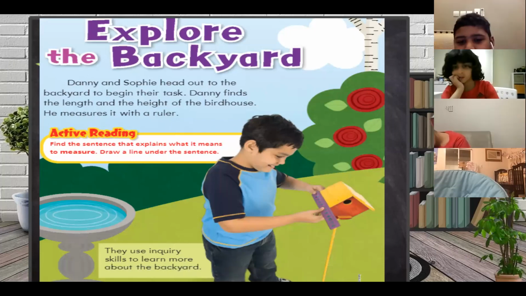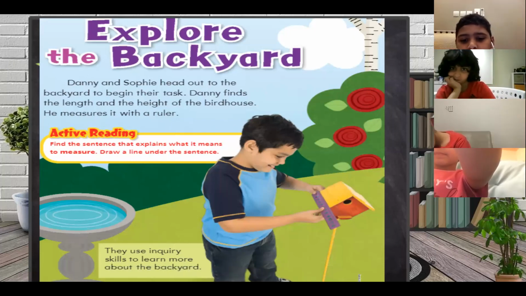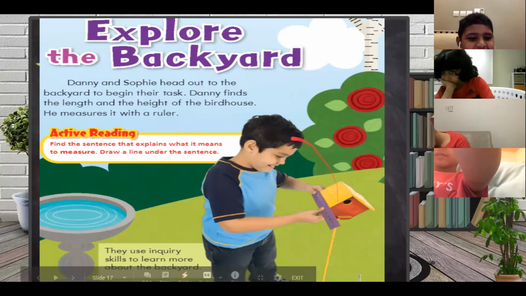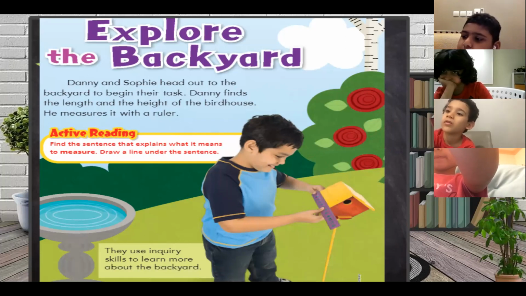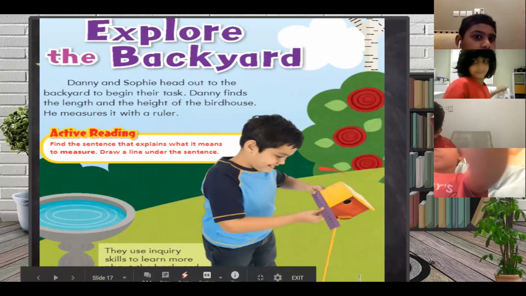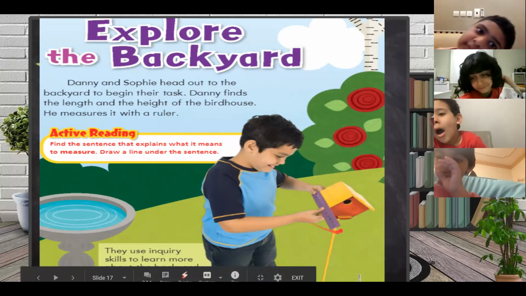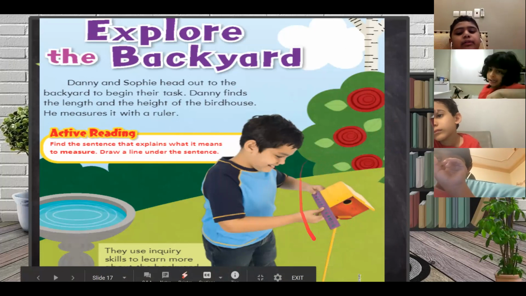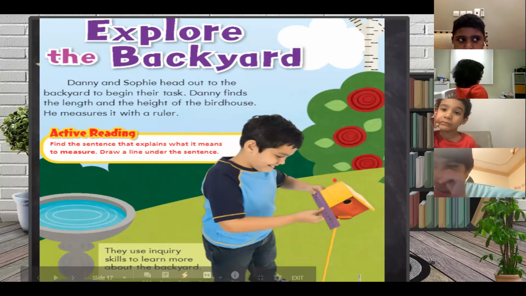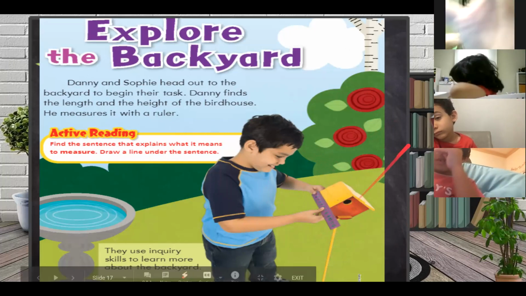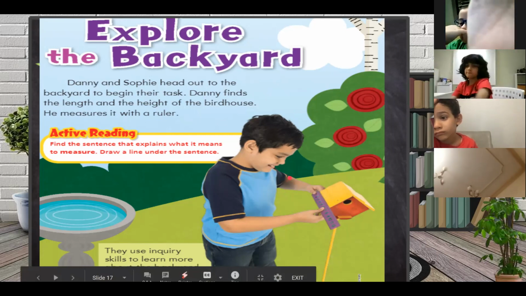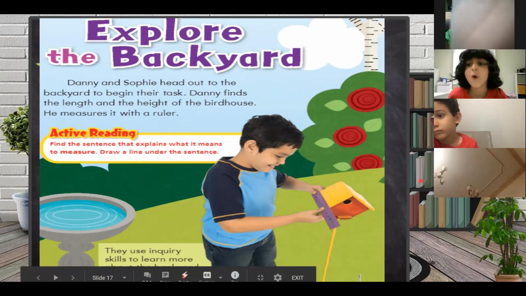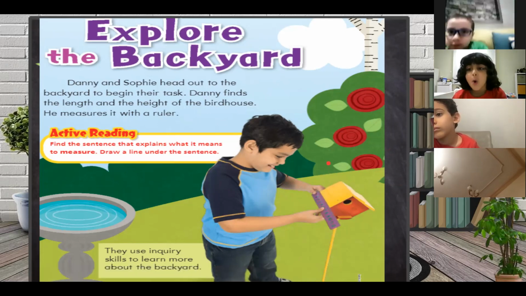Where is Mutawakkil? Muhammad Abdul Latif? Yes, please. This boy is doing what? He was exploring and observing, predicting. Now look at his hand. What does he have in his hand? Measuring tape. Excellent. He is measuring. He's using a ruler to measure. Thank you, Muhammad. Mute your microphone. Excellent. So he used inquiry skills to learn more about the backyard. He used his ruler to measure.